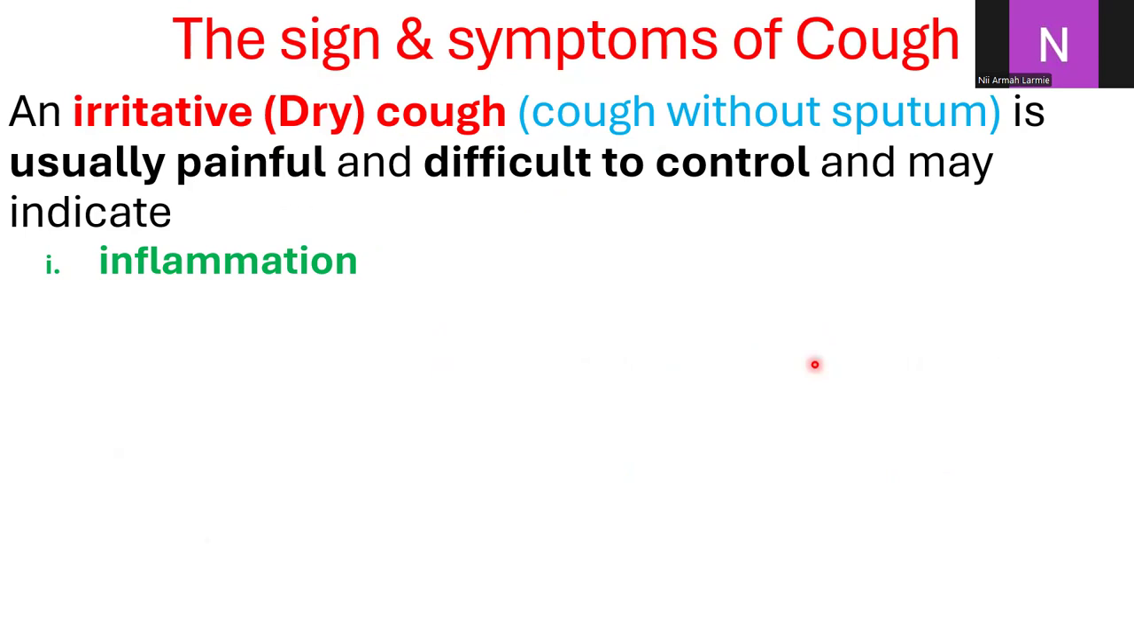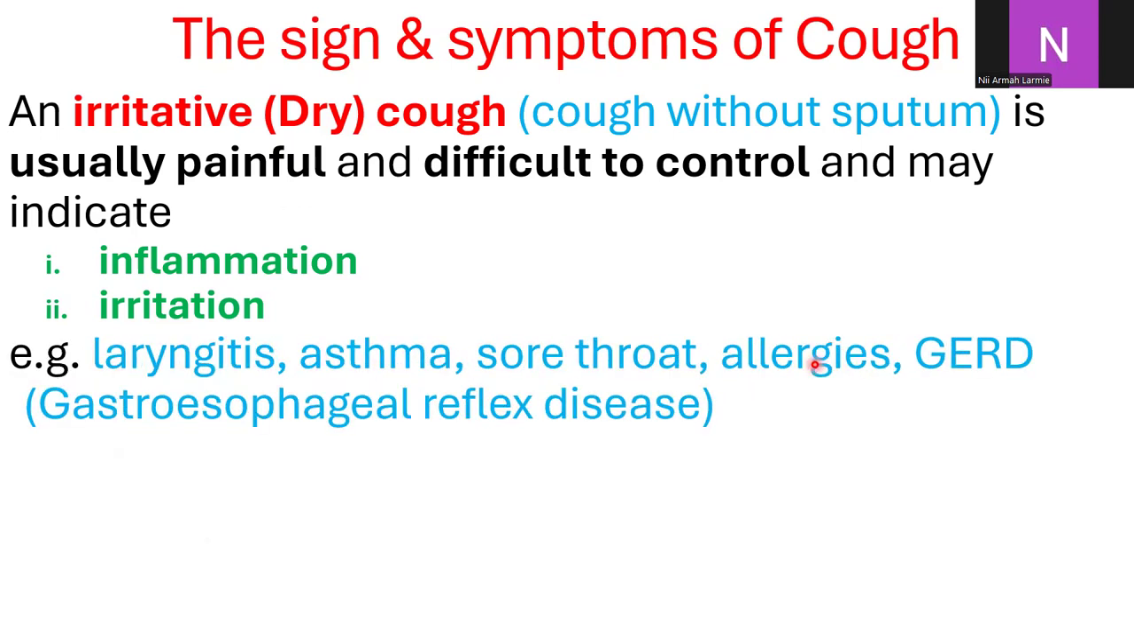The second type of cough is described as irritative or dry cough. Dry cough because there's no sputum accompanying the cough. Now, this type of cough, dry cough, is described as painful and difficult to control. A dry cough or an irritative cough will point you to either an inflammation in the case of asthma or inflammation of the tracheal system. So it could be tracheitis, it could be laryngitis, it could be bronchitis, inflammation.